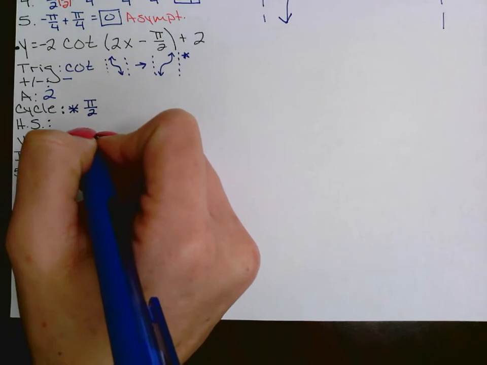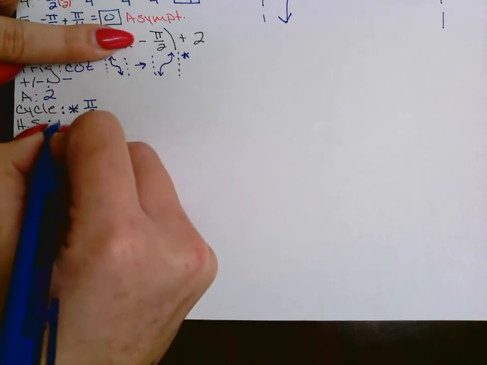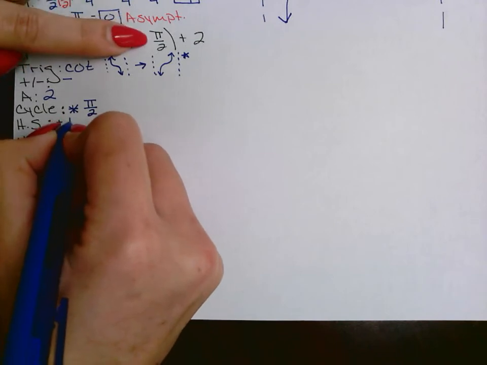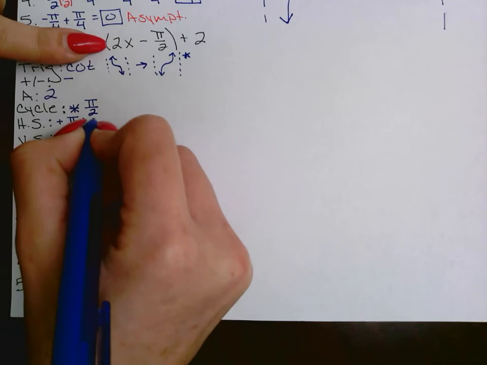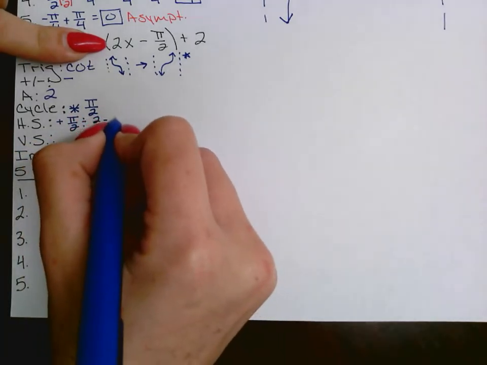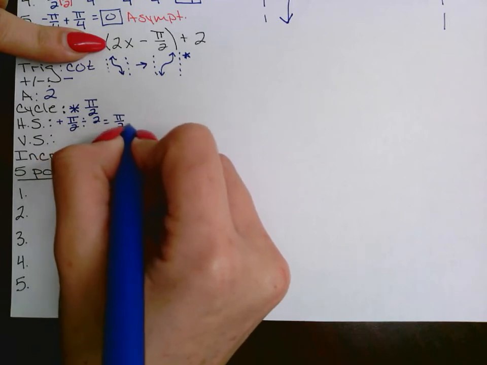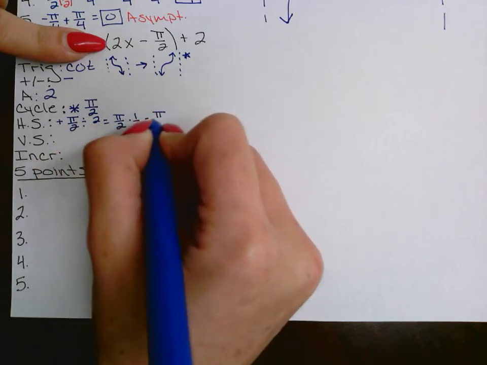My horizontal shift is opposite the sign, so it's going to be positive. And it's c, which is pi over 2, divided by b, which is 2. I'm going to have to do a keep change flip here. Pi over 2 times 1 over 2, which gives me pi over 4.